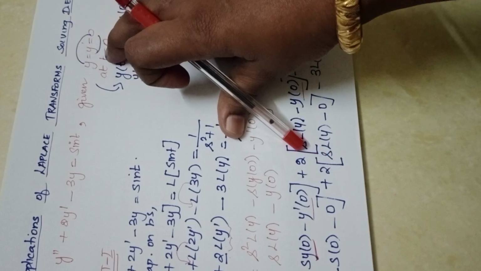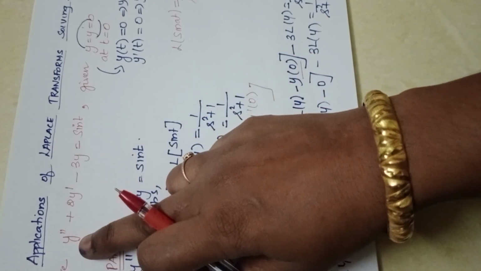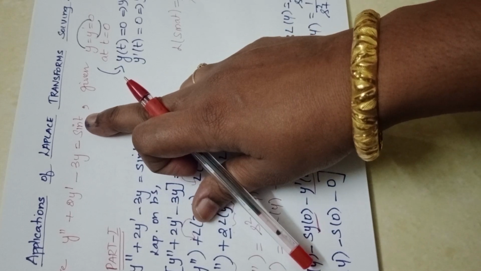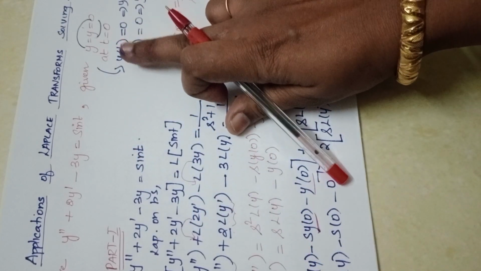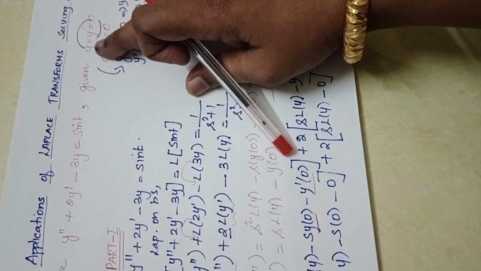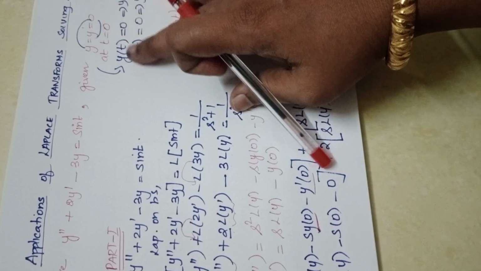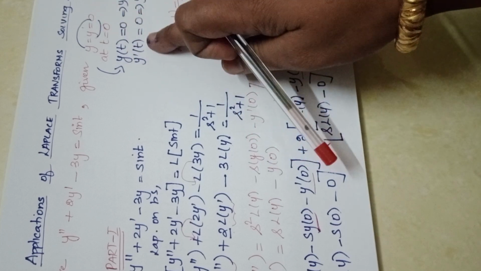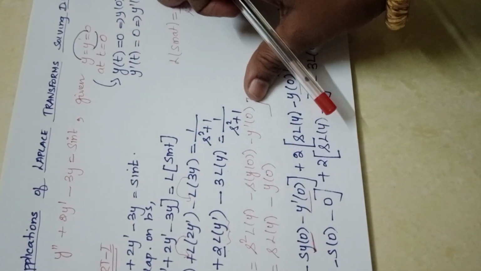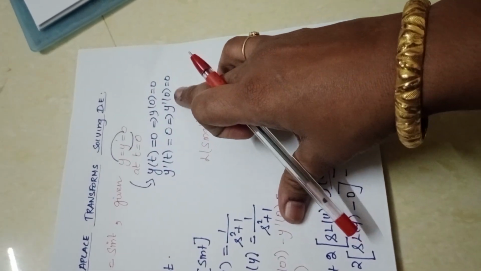What does it mean by this? When the given function is expressed in terms of y, where y is the dependent variable and t is the independent variable, the general function is called y of t and y dash of t. So here the value given as y is equal to 0, y dash is equal to 0, which means y of t equal to 0 and y dash of t equal to 0. In turn, the t value is given as 0. So this is rewritten as y of 0 equal to 0 and y dash of 0 equal to 0.